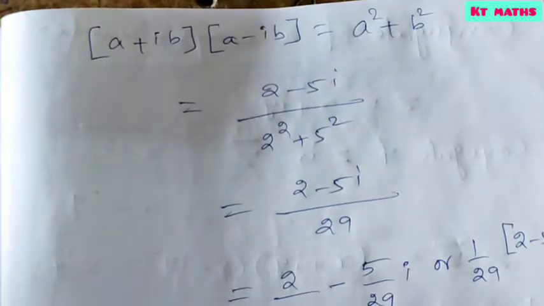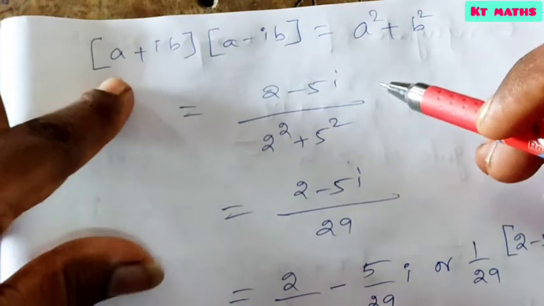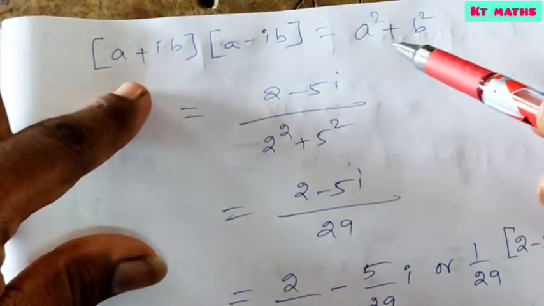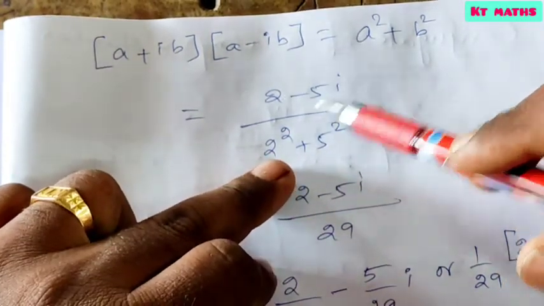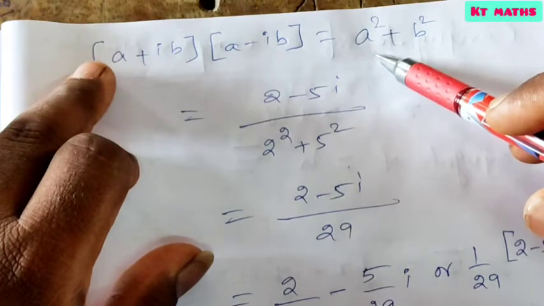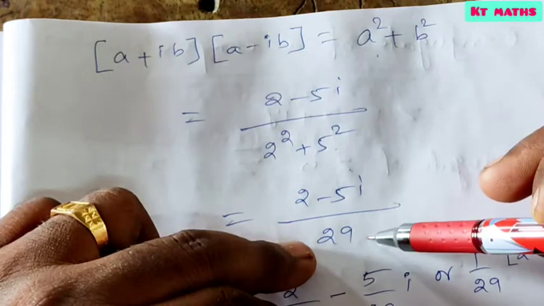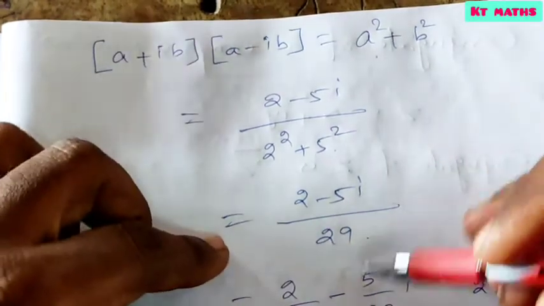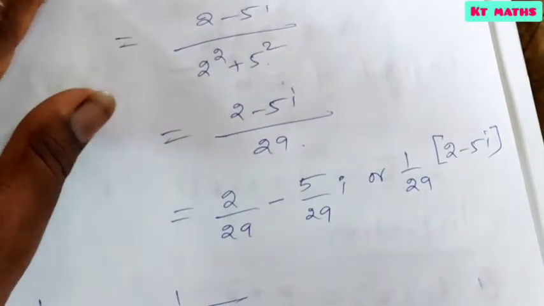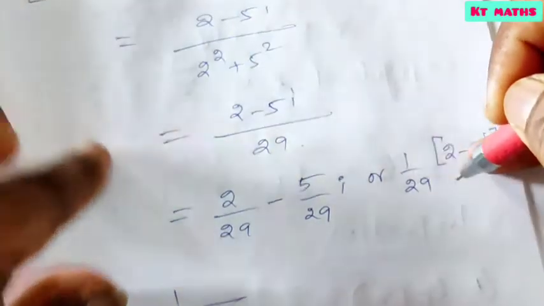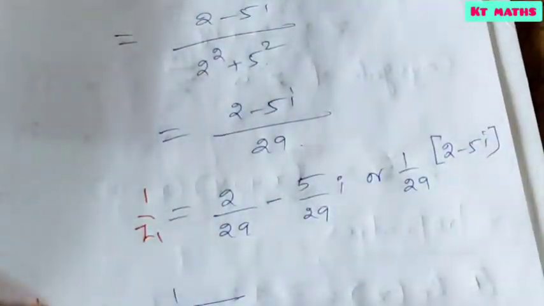We know that the formula is (a minus b)(a plus b) equal to a squared minus b squared. But here (a plus ib)(a minus ib) is equal to a squared plus b squared. So we can use this formula or the regular formula. We get the answer 2 squared plus 5 squared, which is equal to 29. So we can write this as 2 by 29 minus 5 by 29 i, or 1 by 29 into (2 minus 5i). This is the multiplicative inverse of z1, that is 1 by z1.